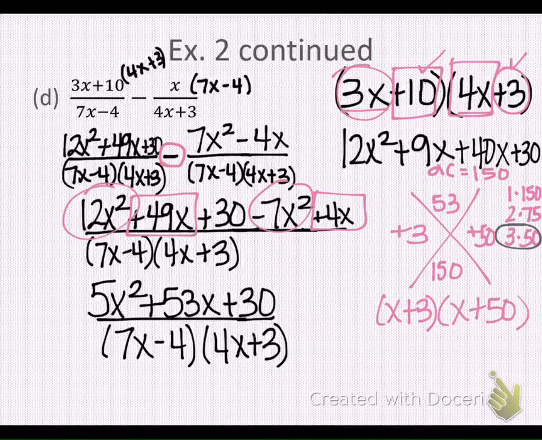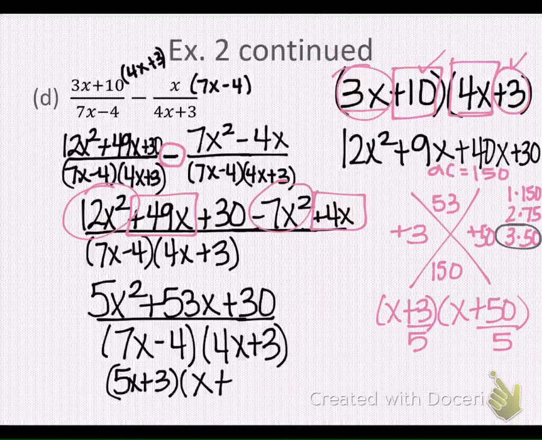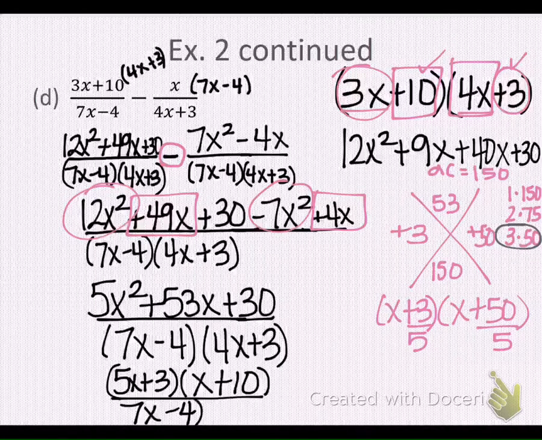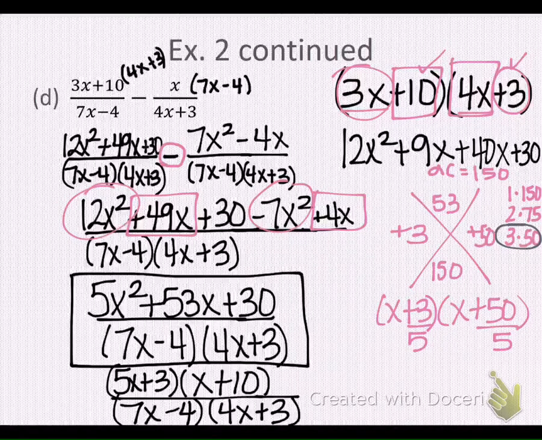But we're not done. We have to slide and divide. What are we dividing by? 5. So, Fernando, what do we get when we finally have this factored? 5x plus 3, because we have to bottoms up, and x plus 10. Now, that all goes over 7x minus 4. So here's our last question. Does anything cancel or simplify? No.